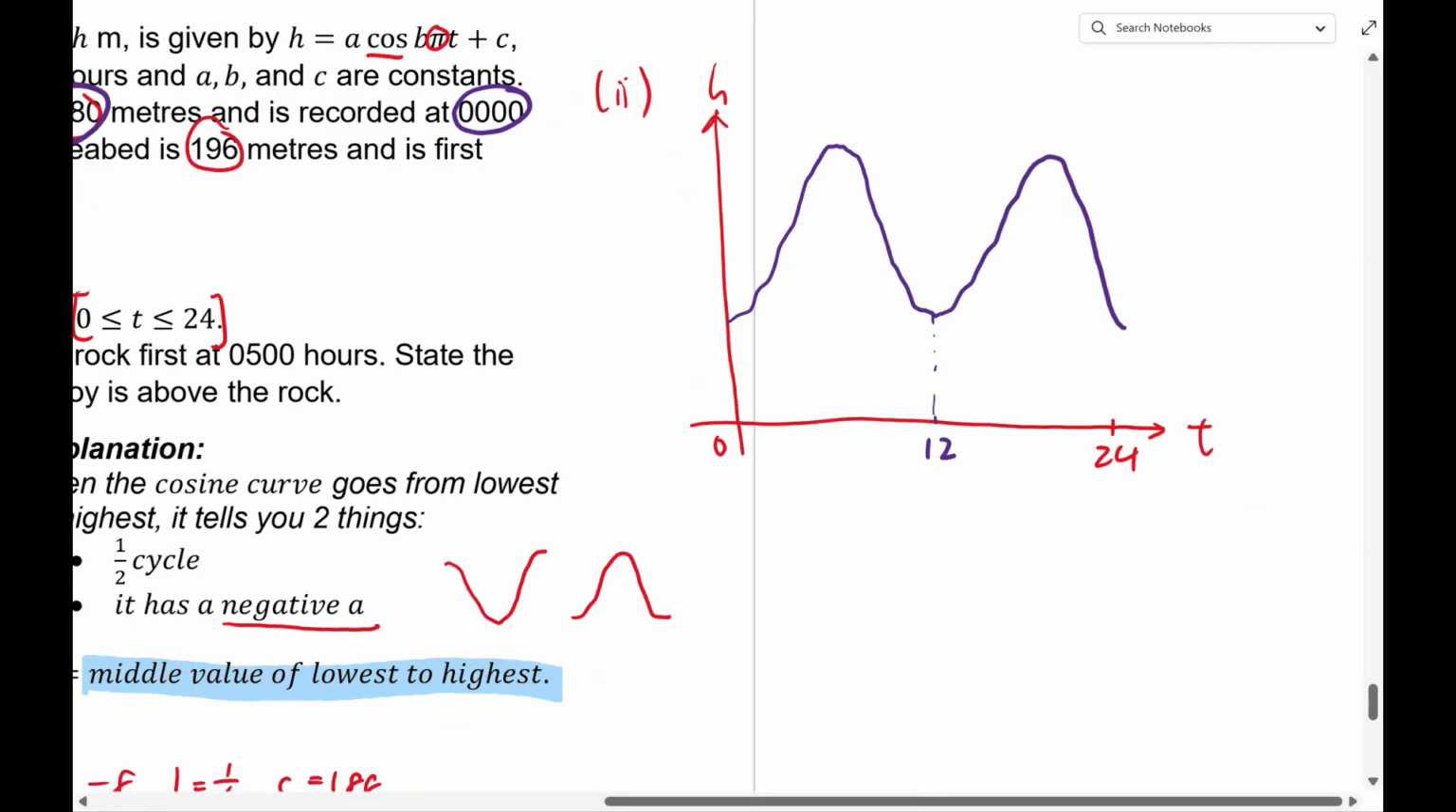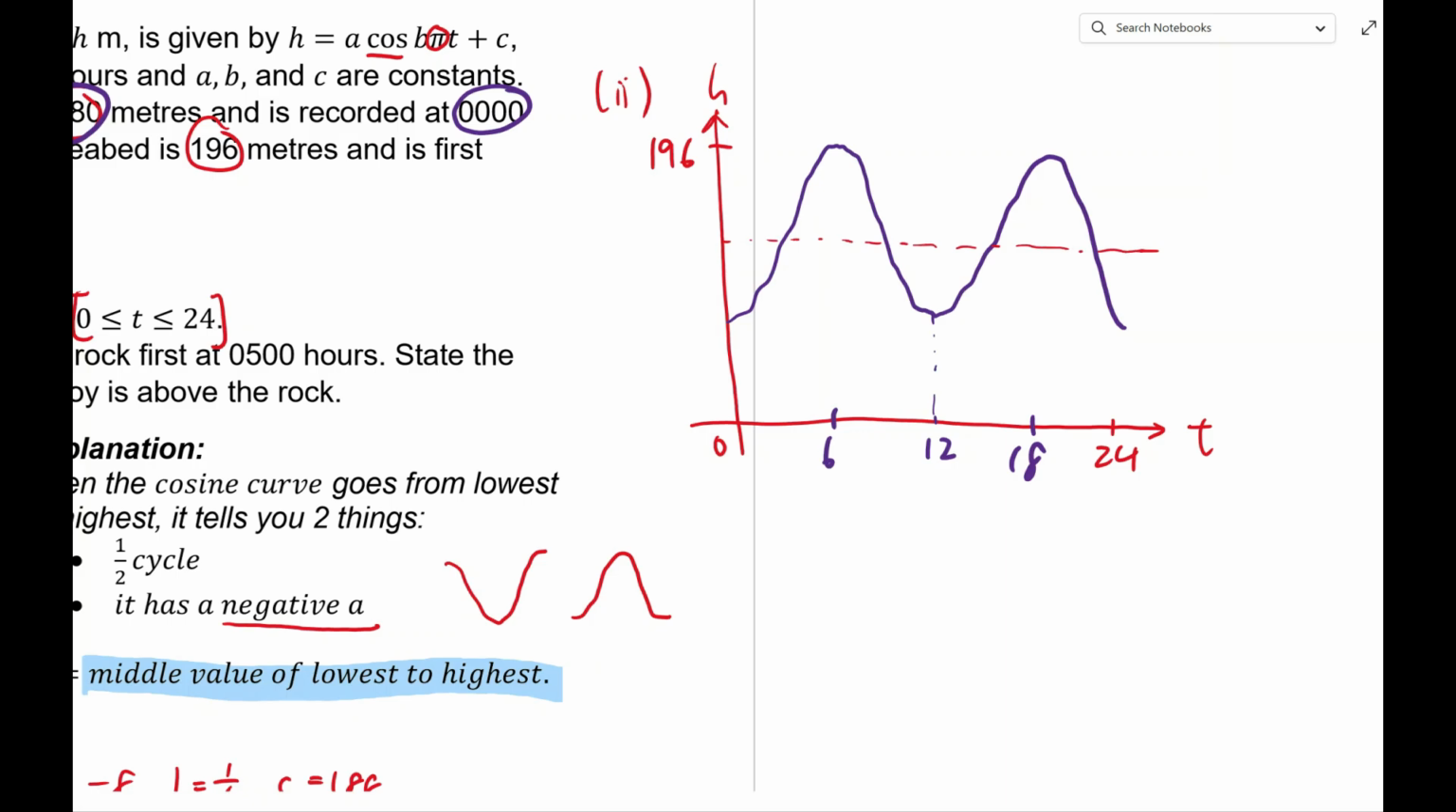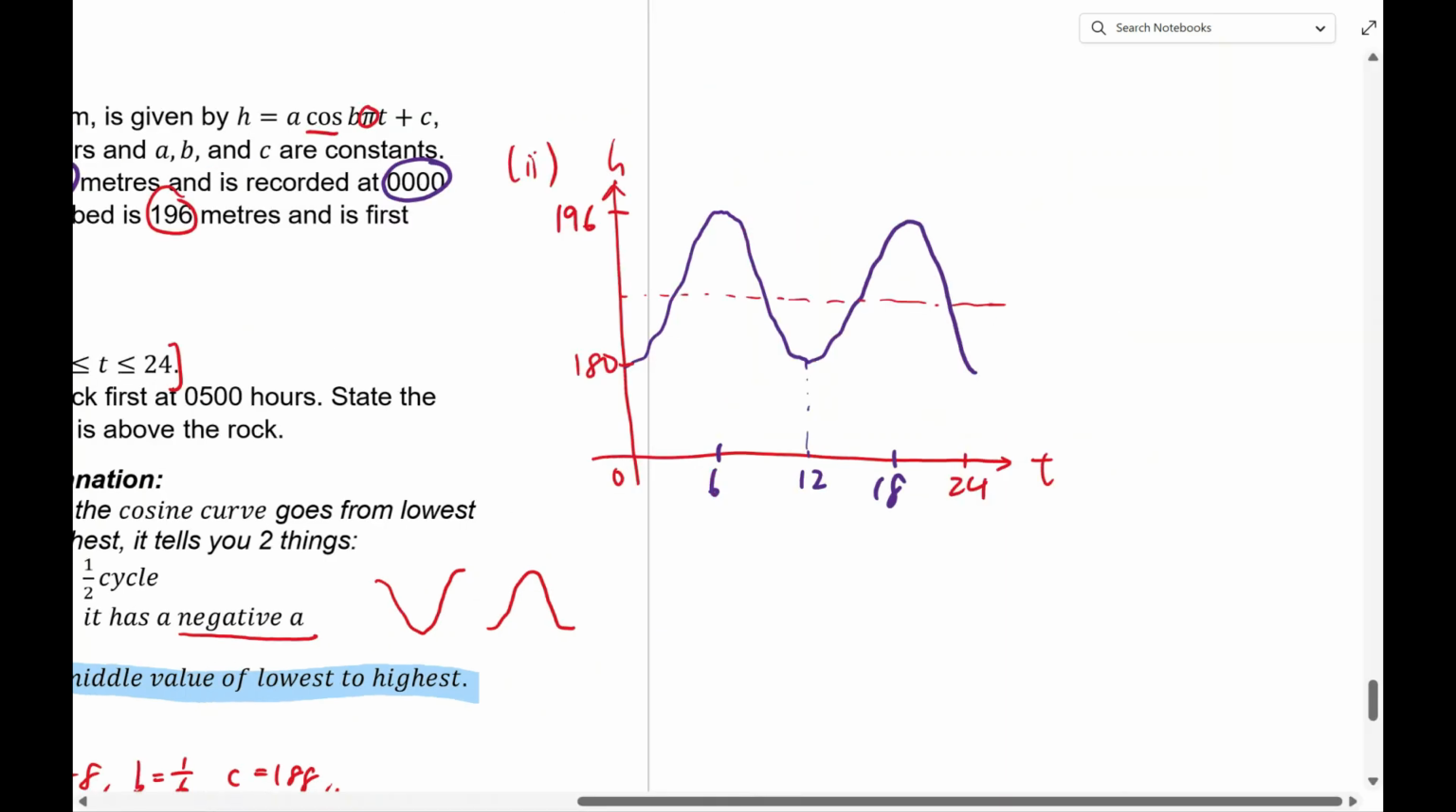Now when our cosine curve reaches the maximum of 196, this occurs when t equals 6 and 12 plus 6, so 18. 6 hours after the second cycle starts. Finally, we can mark a horizontal dotted line, which is our original x-axis. So this is how our graph will look.